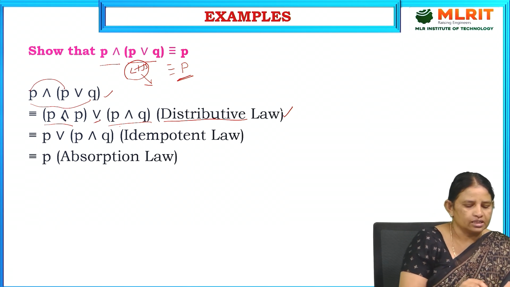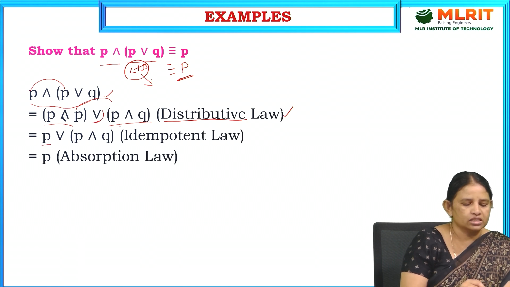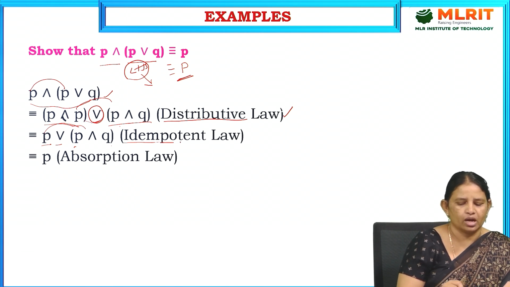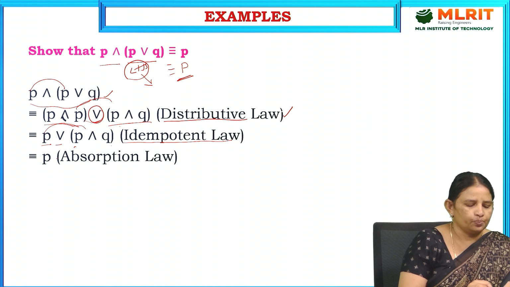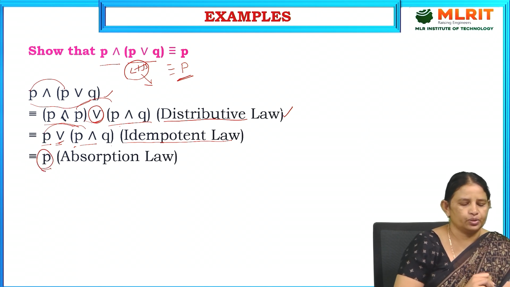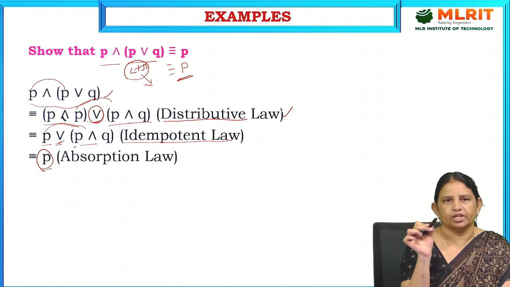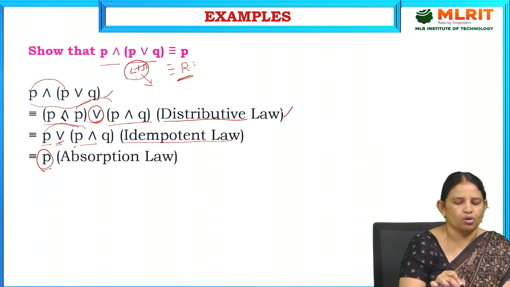Next, in those two propositions, P is common. Take P as common, and what is inside the proposition is P and Q. So we get P and P, which is P according to the idempotent law. After that, P or P and Q is equivalent to P according to the absorption law. What is the RHS value? The RHS is equivalent to P. So that is the corresponding equivalence implication for the given LHS equivalent to RHS.